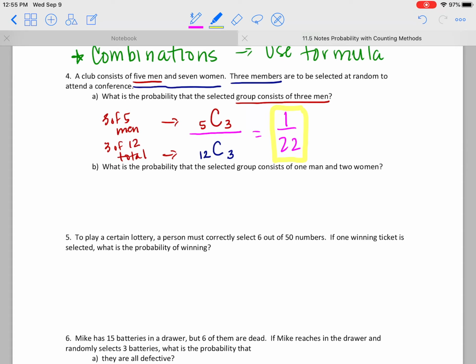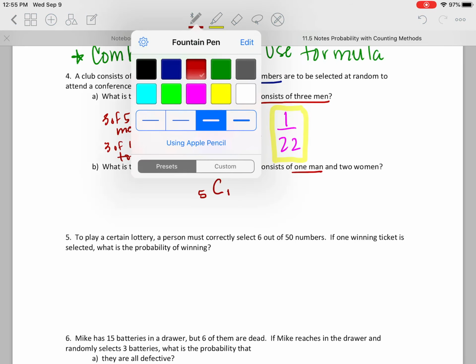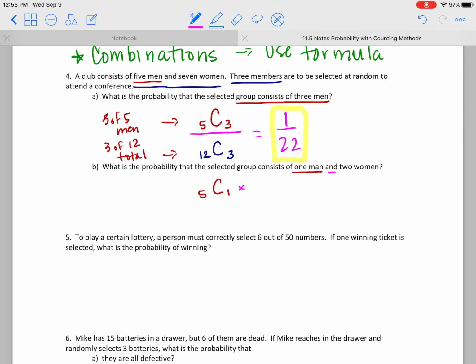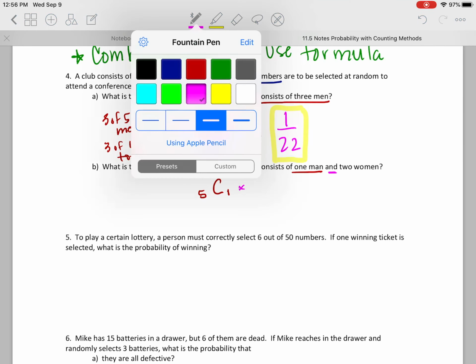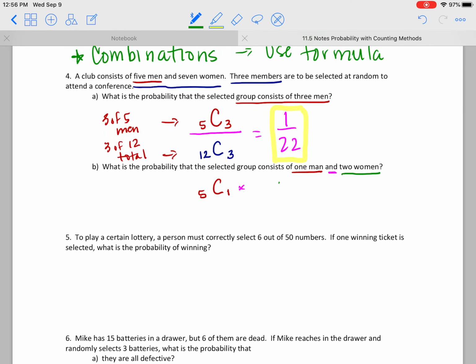Okay? Next one, what's the probability that the selected group consists of 1 man and 2 women? So first, a couple things going on here. We're trying to choose 1 man. So we want 1 man. We're going to choose 1 man of the 5 that are available to choose from. And so we're going to multiply. We're trying to choose 2 women. So we're choosing 2 women out of the 7 women that are available to choose from. So that's what we want to happen. That is the top of the fraction.